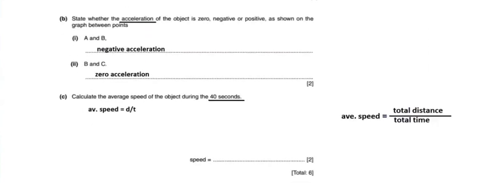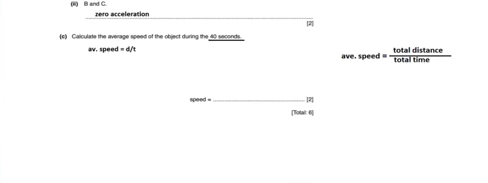So we can put this value in the formula. Here the total distance is 50 meters, time taken is 40 seconds. So 50 divided by 40, we get about 1.25 meter per second. So our final value of this speed is 1.25 meter per second.